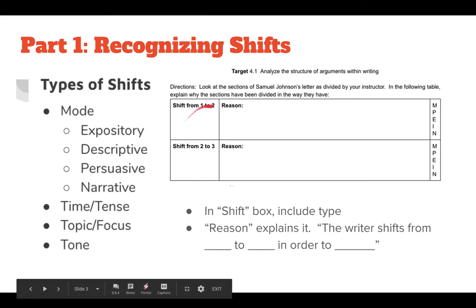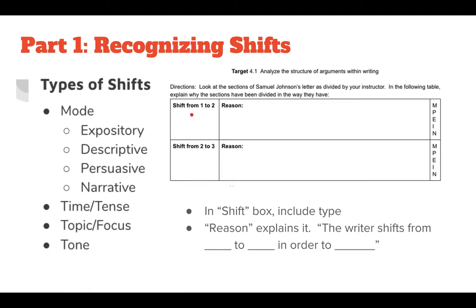So in this box, what kind of shift is it? Shift from 1 to 2 is a mode shift, a time or tense shift, a topic or focus shift, or a tone shift.